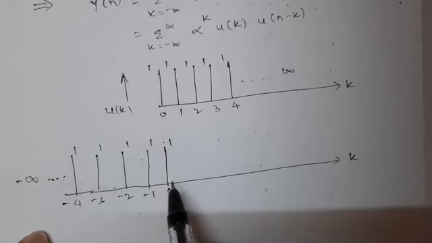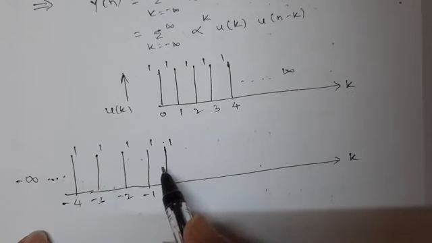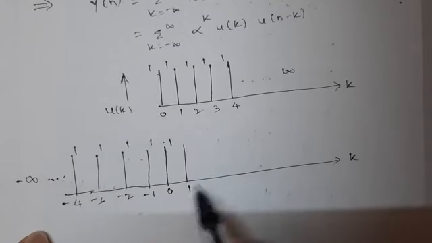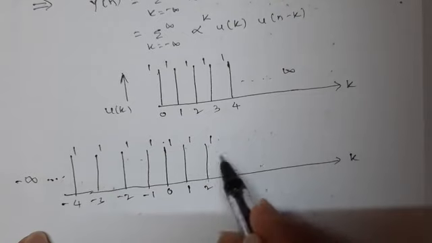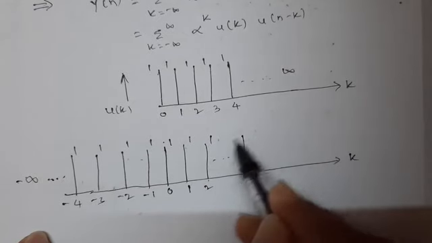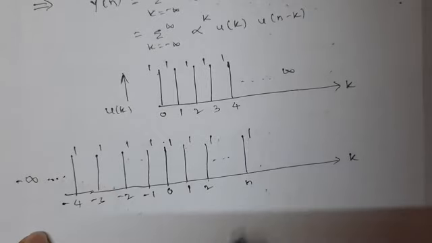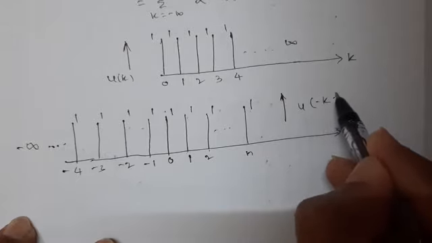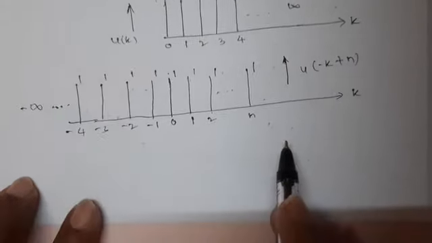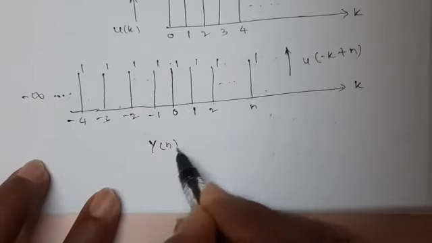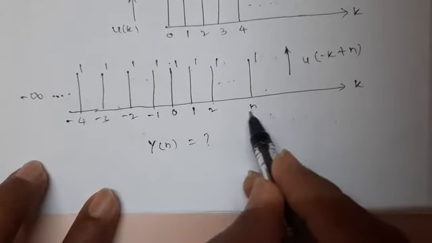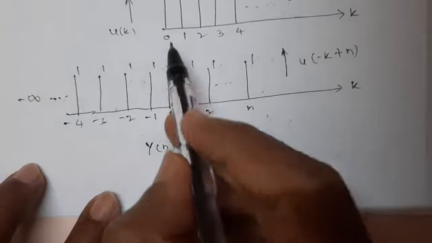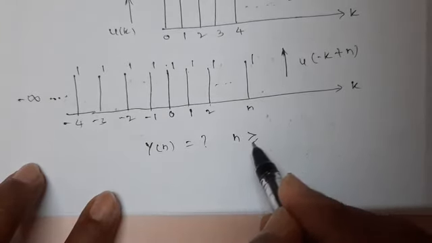Now plus n. As I told, n can be less than 0 or n can be greater than 0. So I will write somewhere here an n value which is greater than or equal to 0. Now this is your u of minus k shifted by n. Now you have to again find what is y of n for n. Earlier it was u of minus k plus n minus 3. Now it is n greater than or equal to 0.